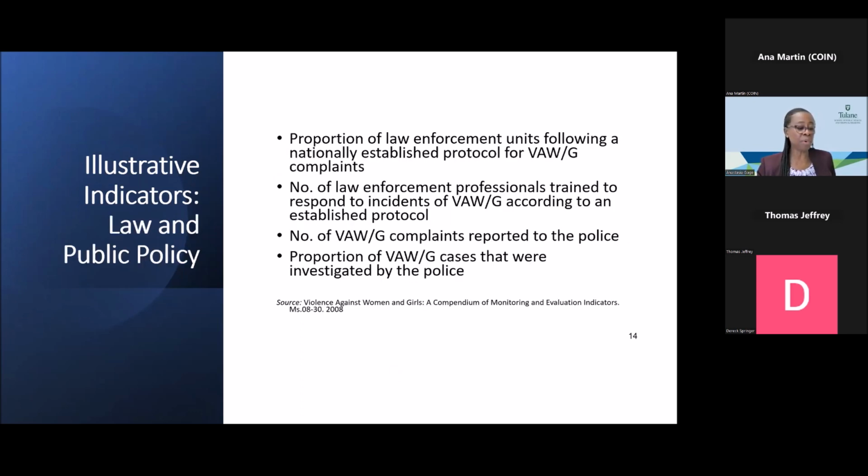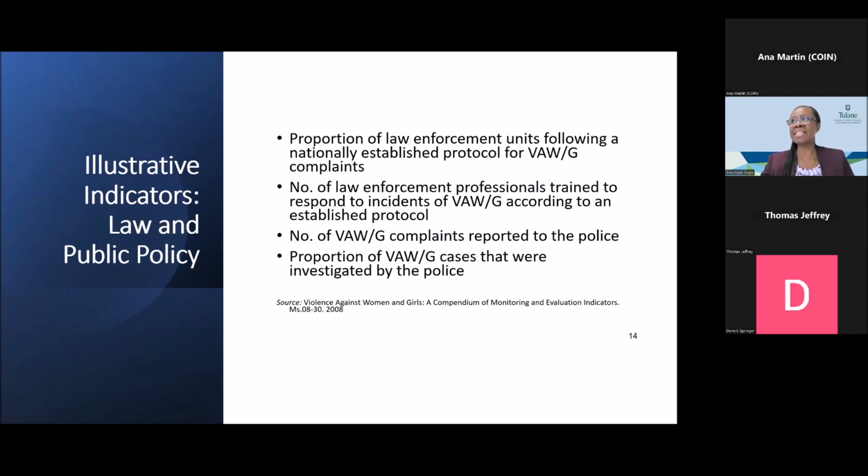There are some people who work in law and policy, and here are illustrative indicators. Proportion of law enforcement units following a nationally established protocol for violence against women and girl complaints, and the number of law enforcement professionals trained to respond to incidents of violence against women and girls according to an established protocol.